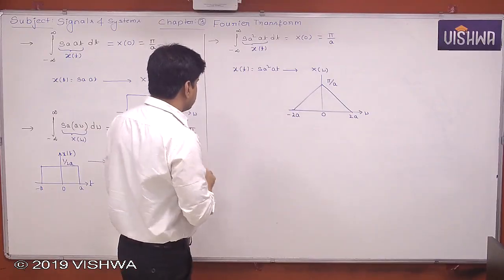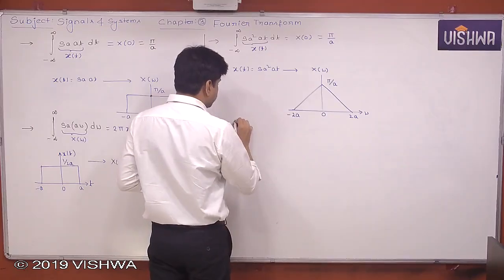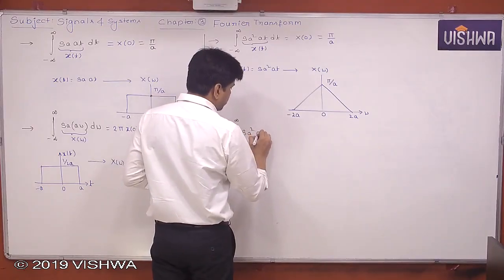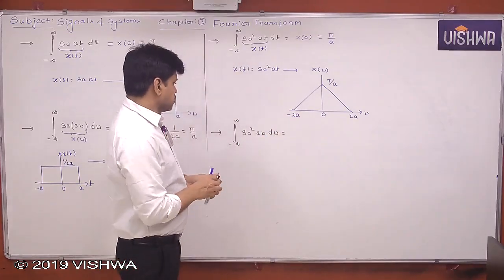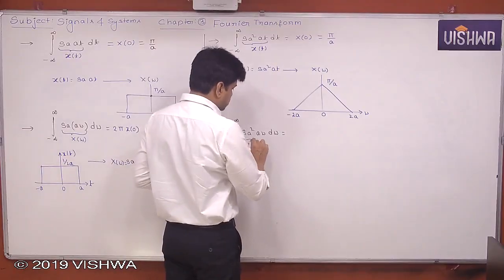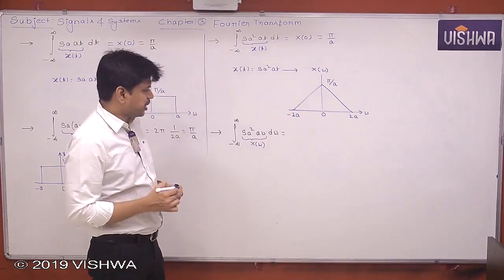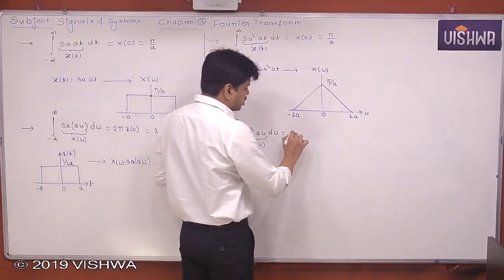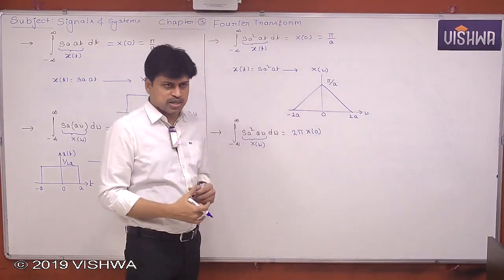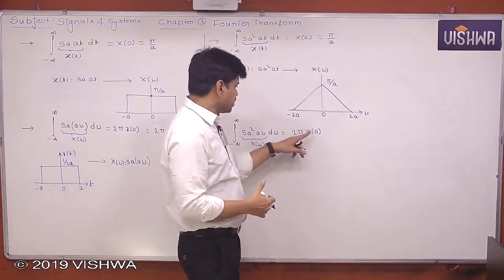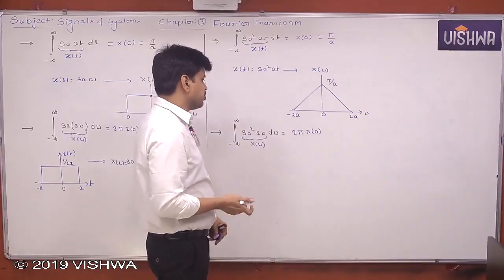Next, another integral: minus infinity to infinity sampling square a omega d omega. From the central ordinate property, let's call it x of omega. Then this is nothing but 2 pi small x of 0. So we just have to calculate what x of t is, observe what the x of 0 value is, then multiply with 2 pi, and we can get it.